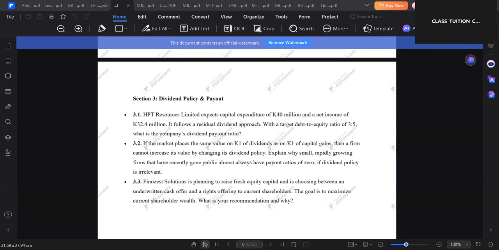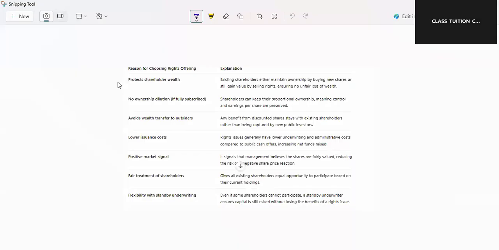Yes, so we're looking at 13 marks. So please give the reason. Number one, it protects. We have all agreed that the rights issue is the best, right? So number one, it protects the shareholders' wealth. Why? The existing shareholders will either maintain ownership or buy new shares. Number two, there is no ownership that is diluted. So here, shareholders will keep their proportion and they still control.